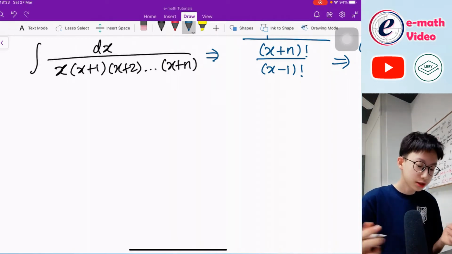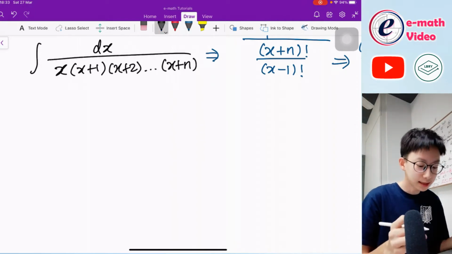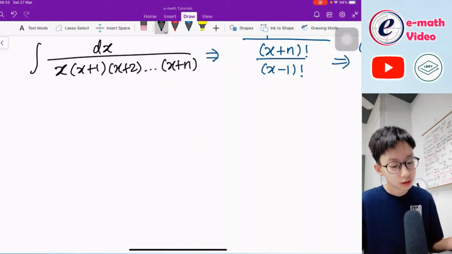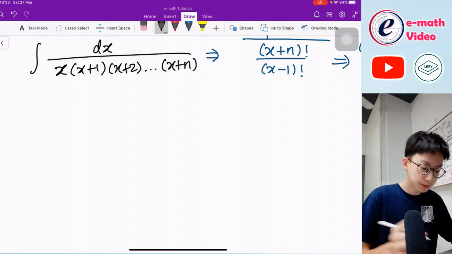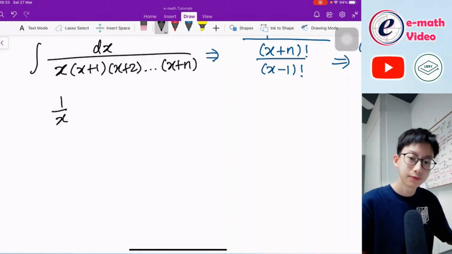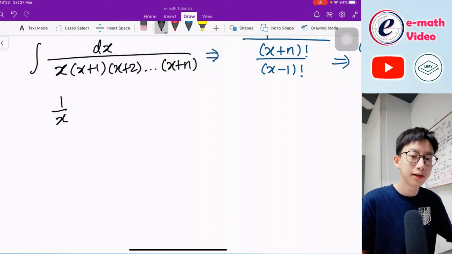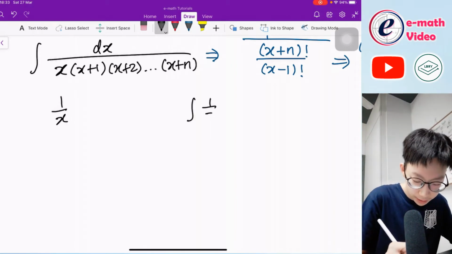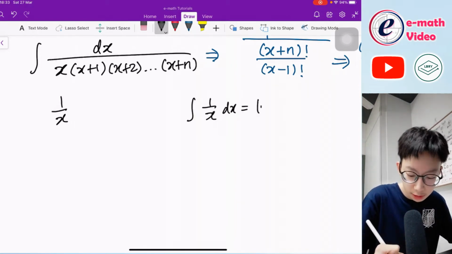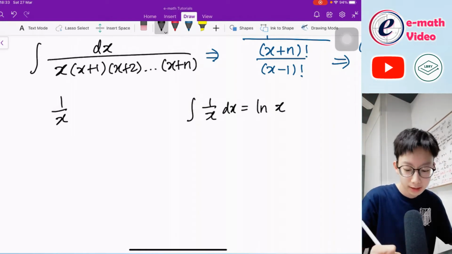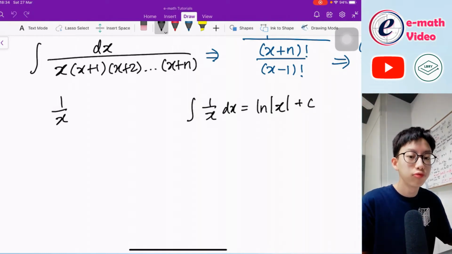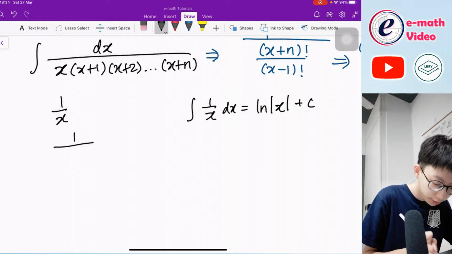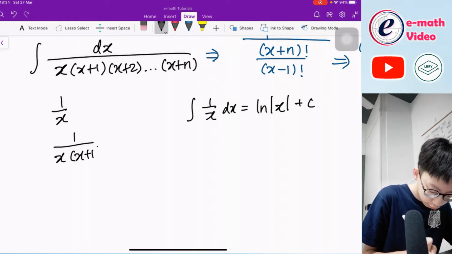So if you look at it, it is x, then x plus 1, 2, 3, 4, 5, 6, up to n. When n equals 0, it will just be 1 over x, right? And do we know how to integrate 1 over x? Yes. The integral of 1 over x dx is just the natural log of x, and maybe if you like, you put a modulus on it, then plus c. Then what about when n equals 1? It will be 1 over x(x plus 1).